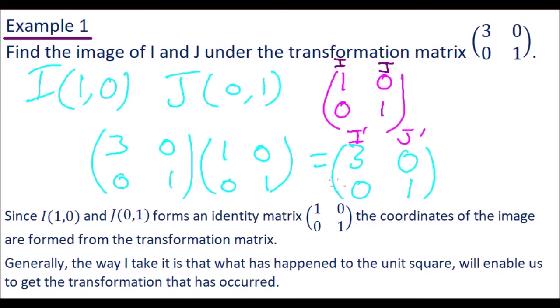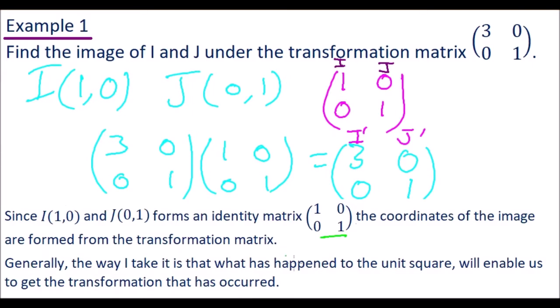Now, from what we have seen, the transformation matrix actually forms the image. So we can conclude, since I, 1, 0, and J form an identity matrix, that is 1, 0, 0, 1, the coordinates of the image are formed from the transformation matrix.